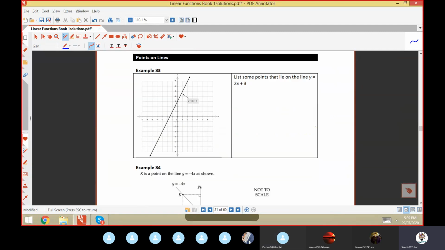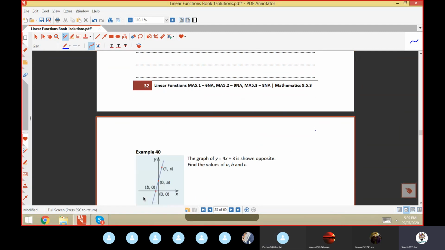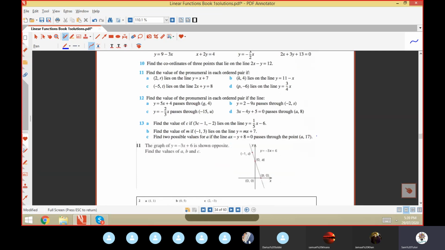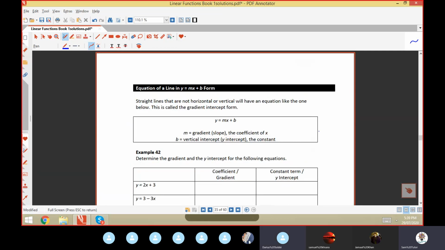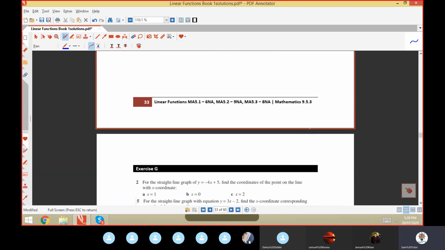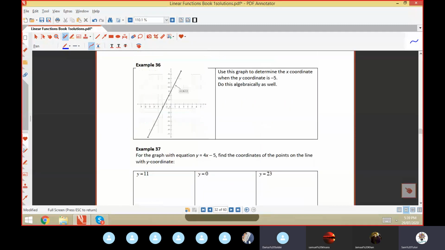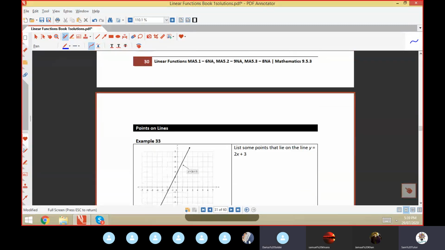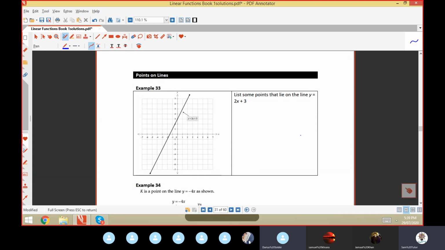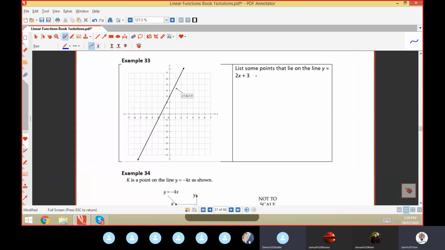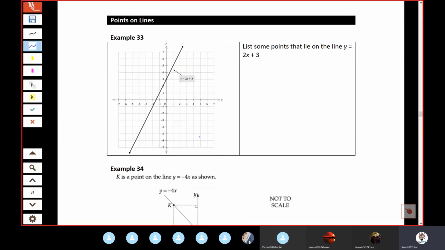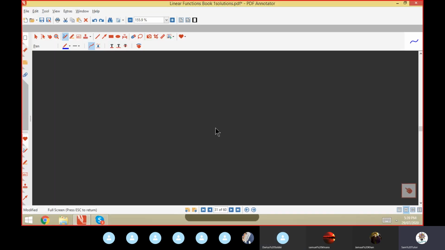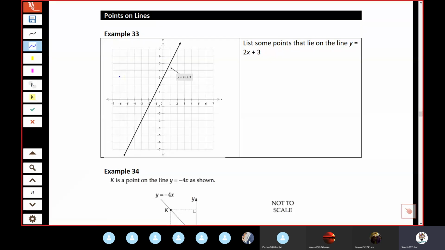Now we're going to points on lines. Let me just see what's left. The equations there. Okay, that's fine. All right. Last concept for this week. Yep, last concept for this week. All right. Points on lines. Not too difficult.